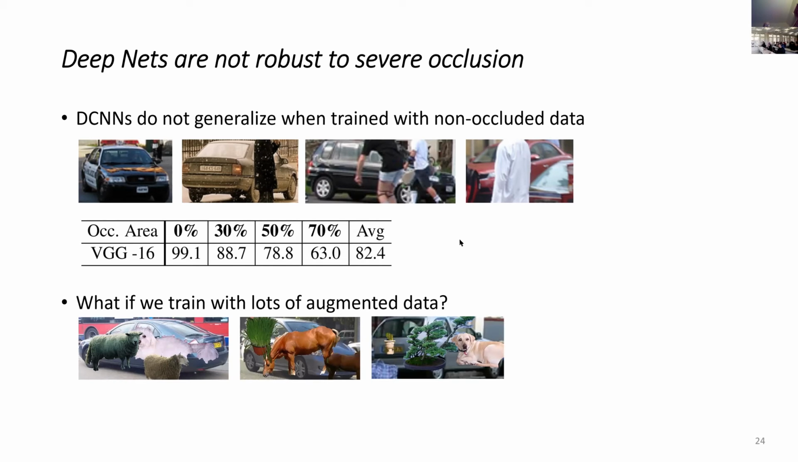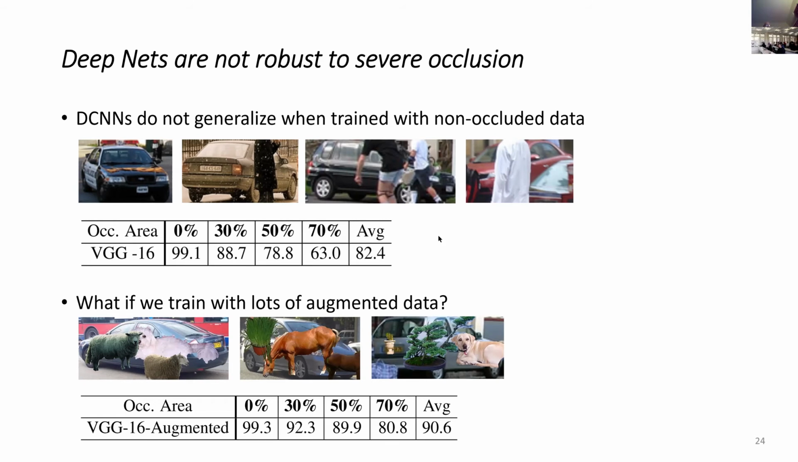So as a good deep network researcher, what you should think is, okay, why not just train with augmented data, train with a whole bunch of things that were occluded? And if you do, you certainly improve performance. You go from 63 or 70% to 80. So you improve performance quite a bit, but you're still not doing very well. And to do this, you had to put in a lot of augmented data.